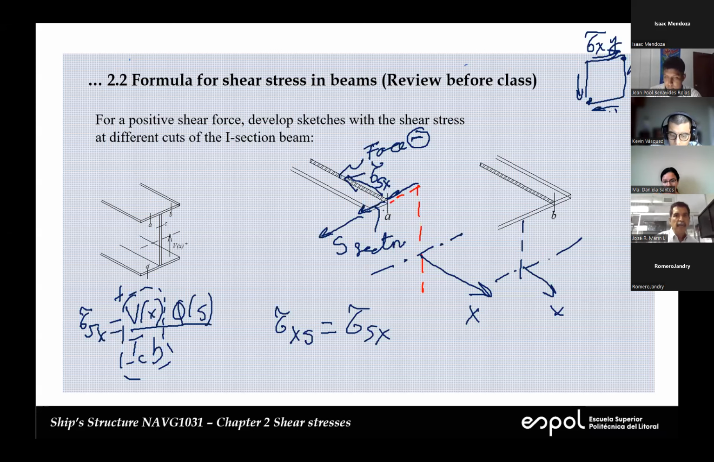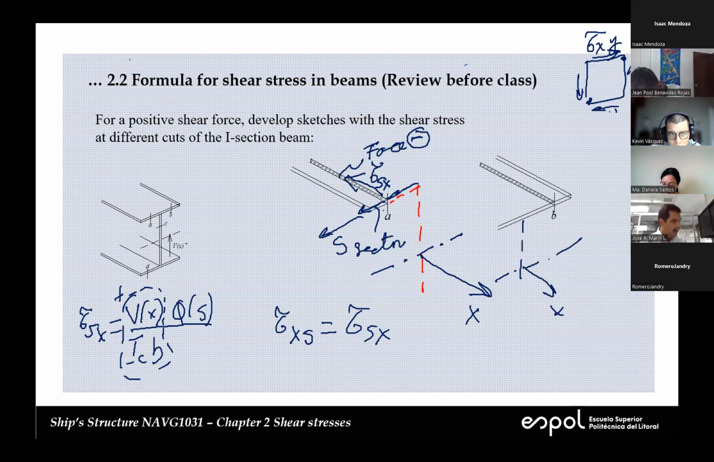On this cut, BB, the shear stress on this cut will point in the positive or in the negative X direction. And then from there, we can draw the shear stress on the cut of the section. I want you to tell me if you expect that stress to point to the right or to the left.